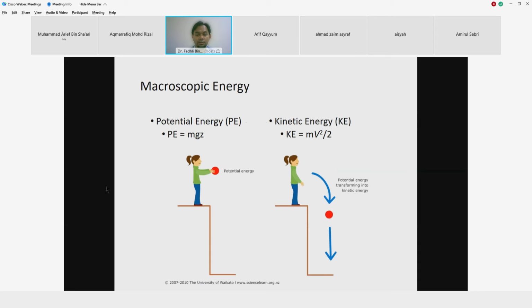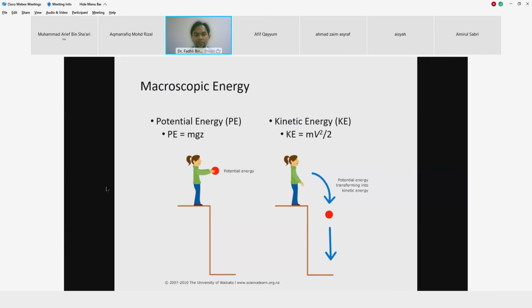This is an example of macroscopic energy: potential energy and kinetic energy of this system. PE equals mgz or mgh, where m is mass, g is gravitational acceleration, and z or h is the height. For kinetic energy, KE equals one over two times mv squared, where m is mass and v is the velocity. Once the ball starts moving, it has kinetic energy.